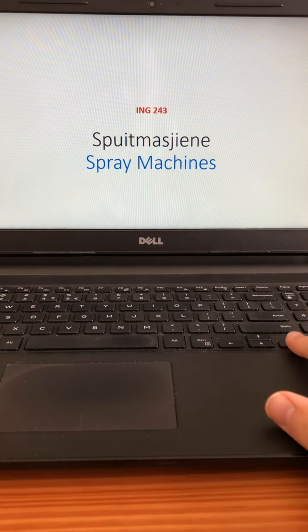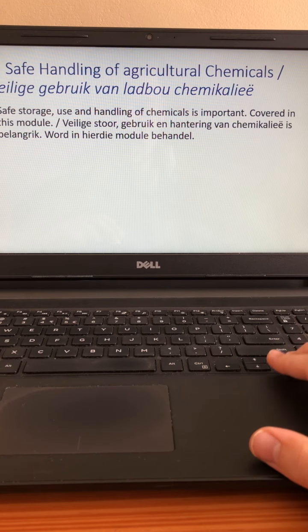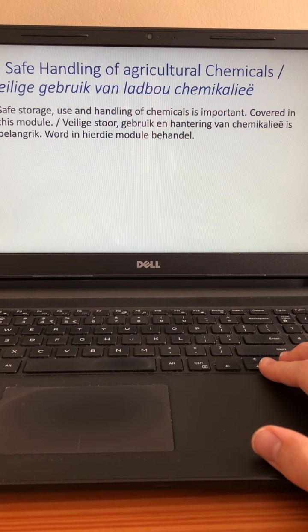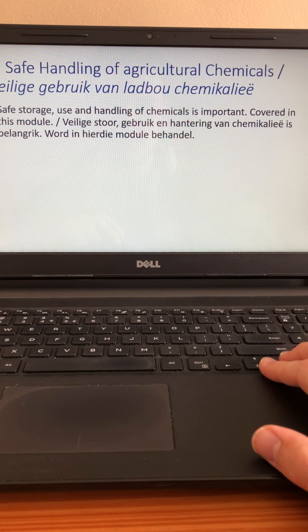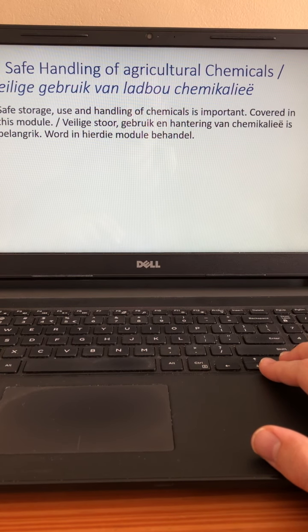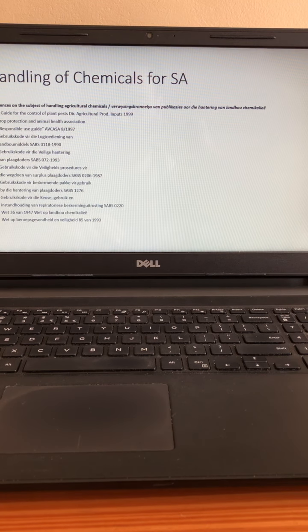So firstly, what's important to know about using agricultural chemicals and spraying machines is how to safely use agricultural chemicals. Especially three areas: storage, using them, and then handling of your agricultural chemicals. And that is what's covered in this module.